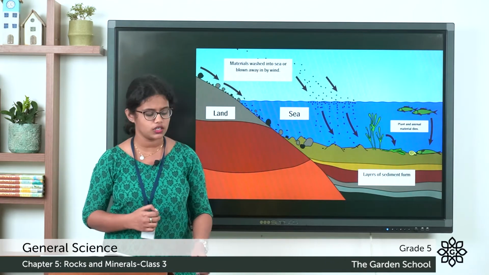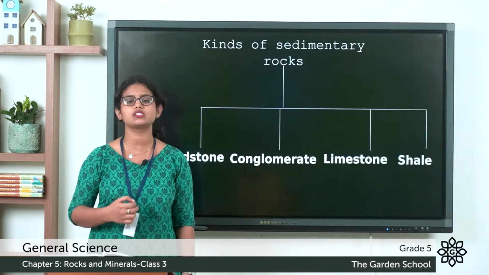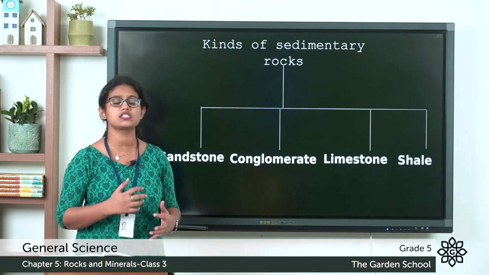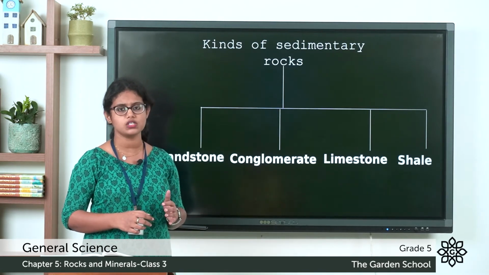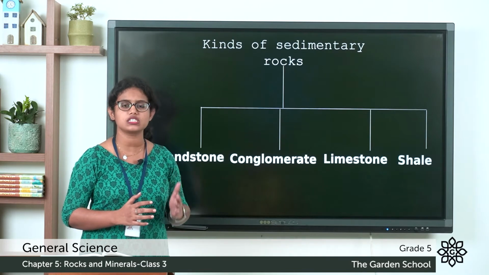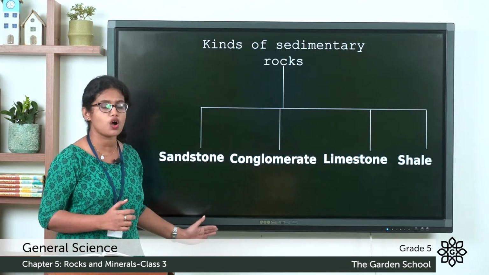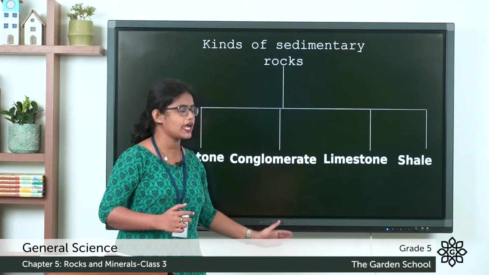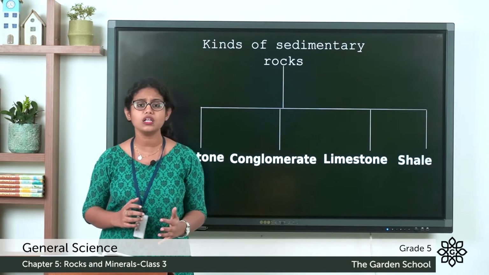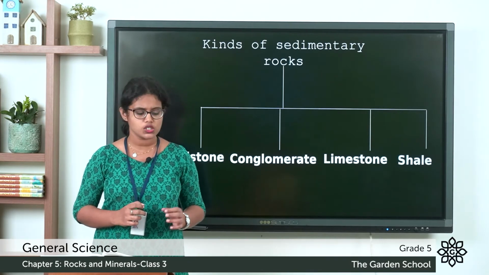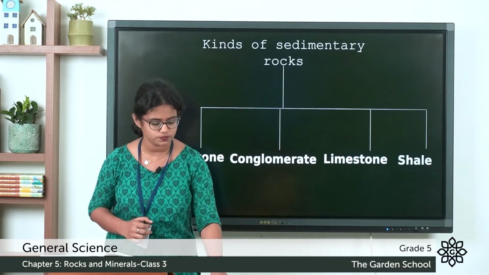So next, let's move on to the different types of sedimentary rocks. You all know how sedimentary rocks are formed. Now let's see the different types of sedimentary rocks. That is the sandstone, conglomerate, limestone, shale. All these are different types of sedimentary rocks. So let's discuss them one by one.